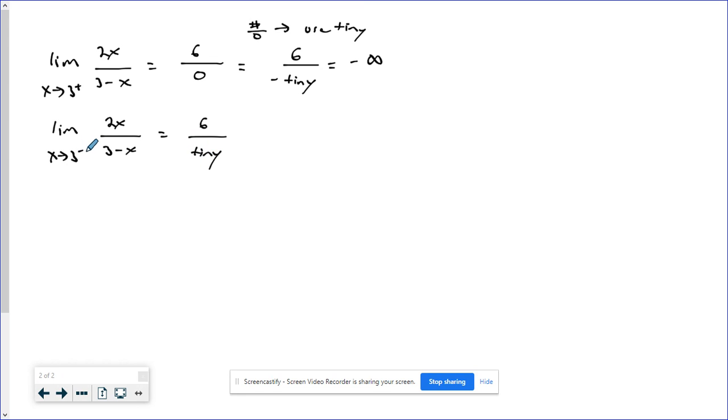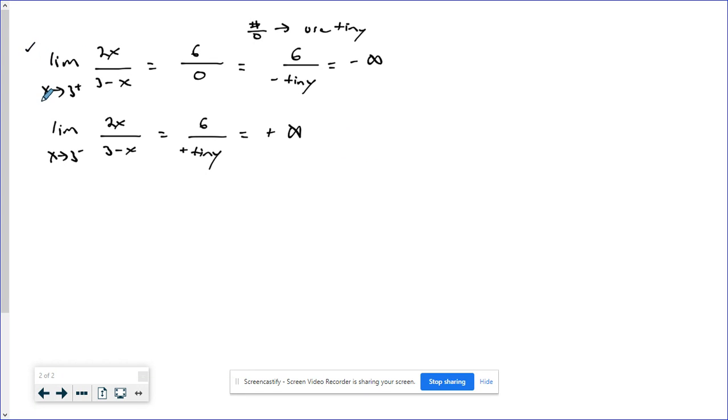Well, I'm going to 3 from the left. Give me a number to the left of 3. 2. 3 minus 2, positive. Keep going closer. 2.9999. 3 minus that would be positive. So as I get close to 3 from the left, I'm going to get close to 0 from the right, from the positive side. So 6 divided by a very small positive number is a very large positive number. So I'm going to get positive infinity.